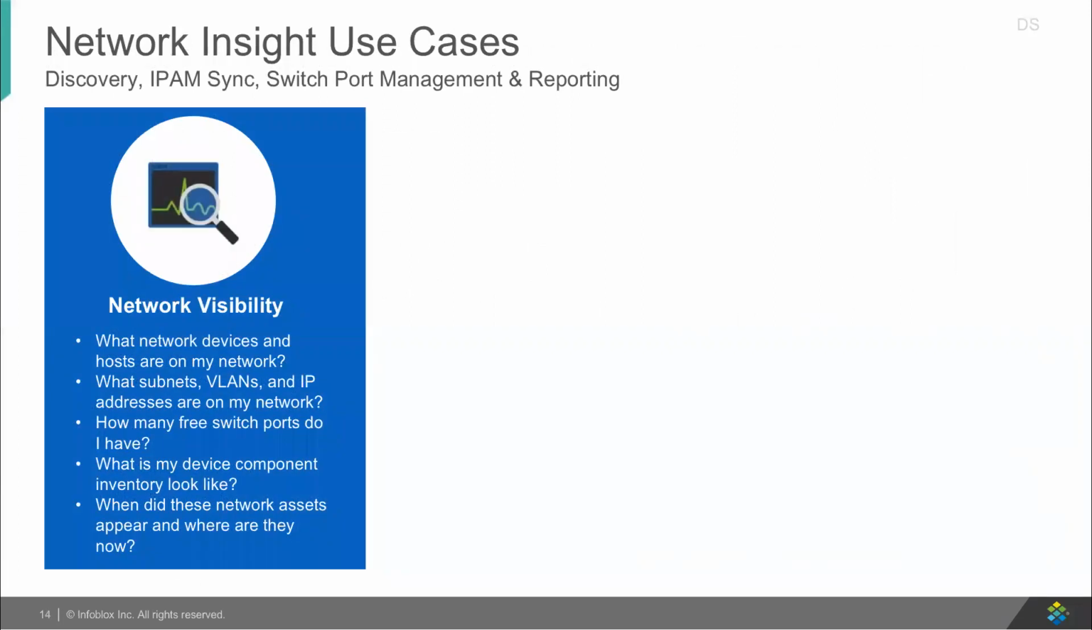So from a network visibility standpoint, you're going to see the network devices and hosts that are on your network. We are going to model these. So we're going to pull it apart and show you which subnets, which VLANs, which IP addresses. We have to do that because we're feeding the IPAM system, split it out by subnet, IP, VLAN, that sort of thing. We're also tracking all of the interfaces on the network on every device.